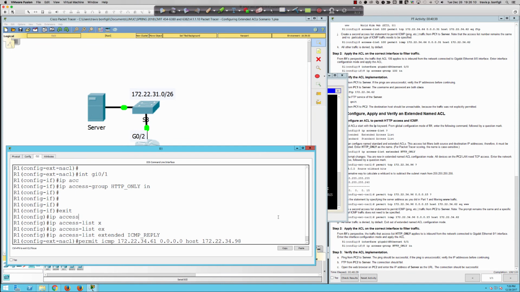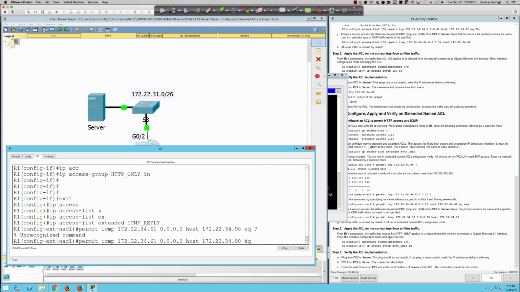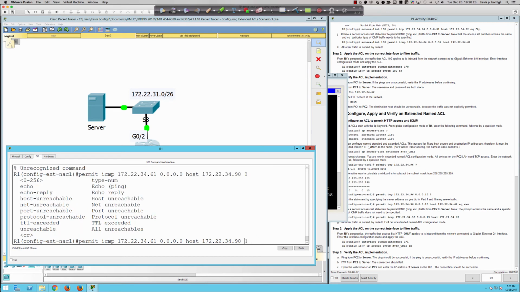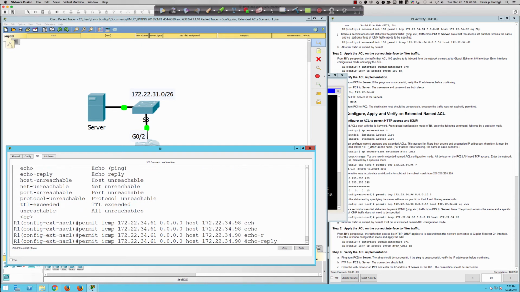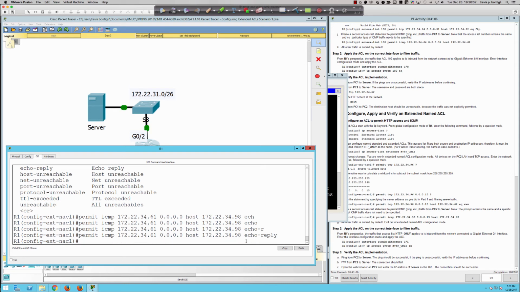All right. And here's what we're going to do. So we're permitting ICMP from a bogus web server address to PC2. And here's where we're going to say equal, whoops, and what did I leave off? Oh, I'm sorry, just echo reply. Sorry about that. And I'm going to say echo-reply, right? So that's the first statement in the ACL that's going to be checked. It's going to check and see, is it ICMP traffic that is originating from 172.22.34.61, which is a non-existent address, going to that host that's echo reply.